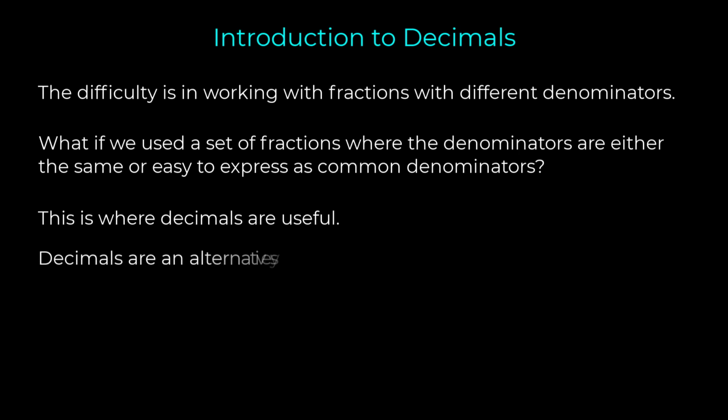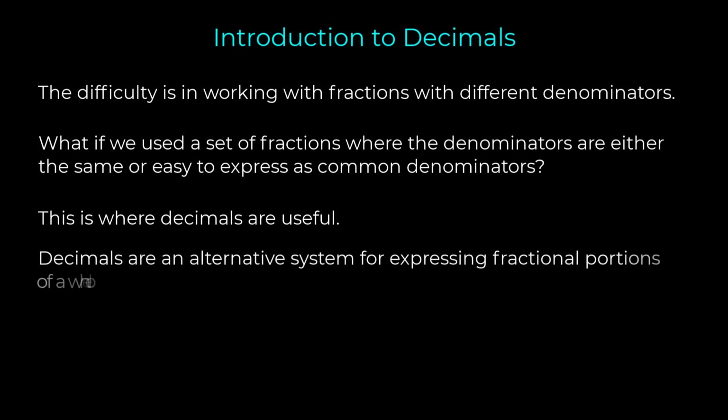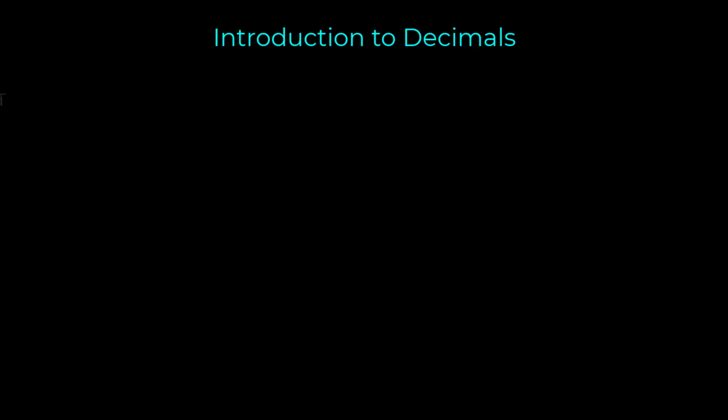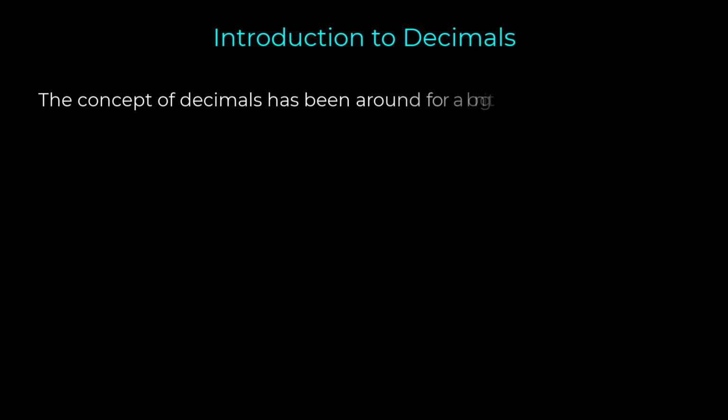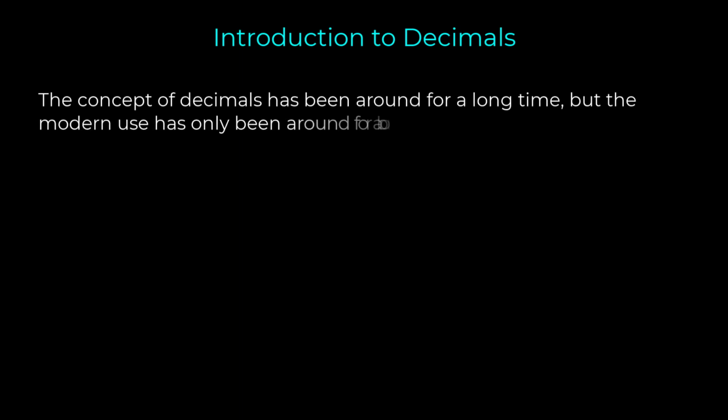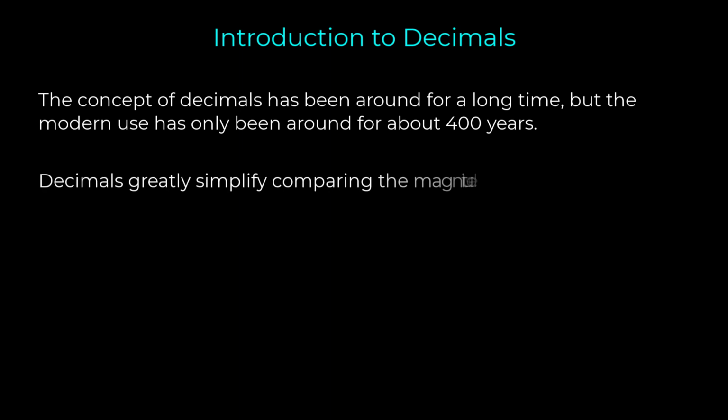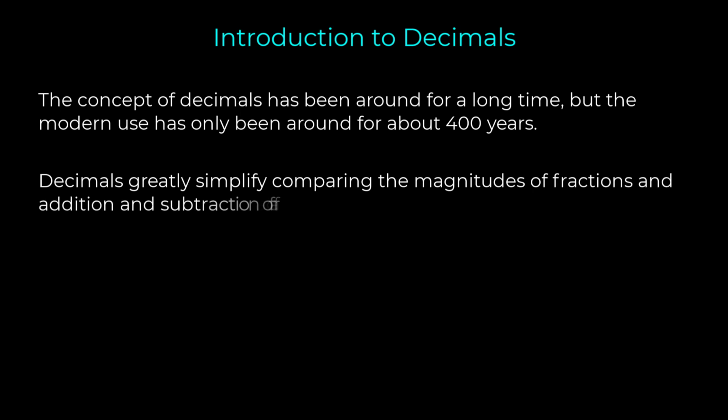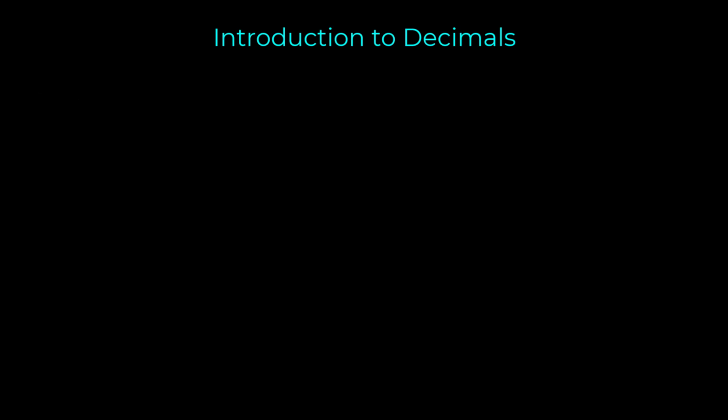Decimals are an alternative system for expressing fractional portions of a whole. The concept of decimals has been around for a long time, but the modern use of decimals has only been around for about 400 years. Decimals greatly simplify both the problem of comparing the magnitudes of two fractions and the problem of adding and subtracting fractions. We will learn, though, that decimals have their own limitations. So, what is a decimal?